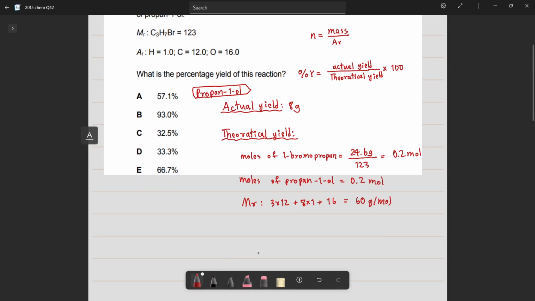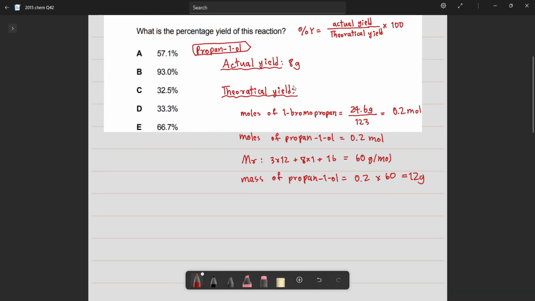And now we're going to directly multiply to get the mass of propan-1-ol. So that's 0.2 times 60. That will give us 12 grams. So this is now the theoretical mass of propan-1-ol. Now we're going to substitute the value 12 grams in the denominator and the 8 grams in the numerator, and then find out the percentage yield.